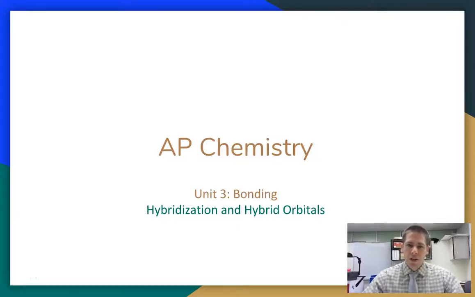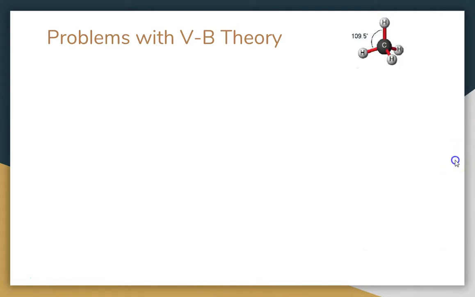We're going to talk about hybridization and hybrid orbitals. We've already covered sigma and pi bonds, and we're going to use that as a foundation for talking about hybrid orbitals. There are a few problems with the valence bond theory that we've talked about so far, the theory that says that bonds are formed basically from overlapping orbitals. And this comes from experimental data.